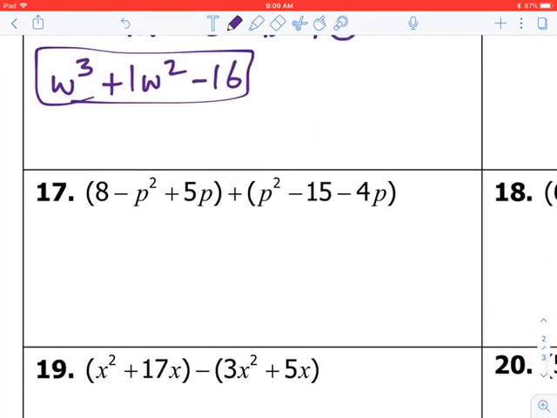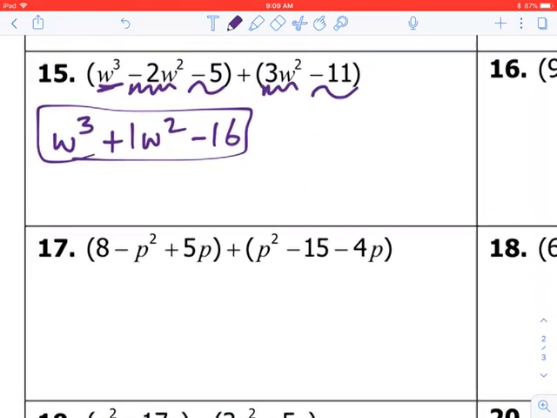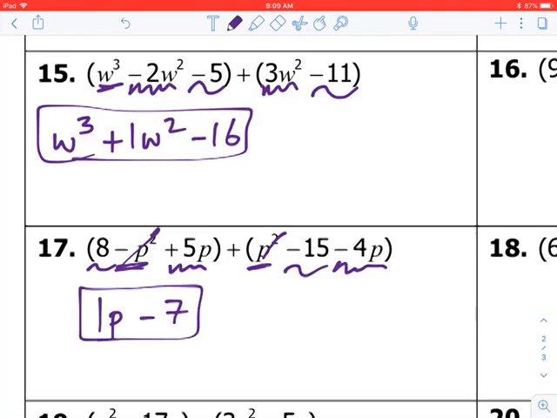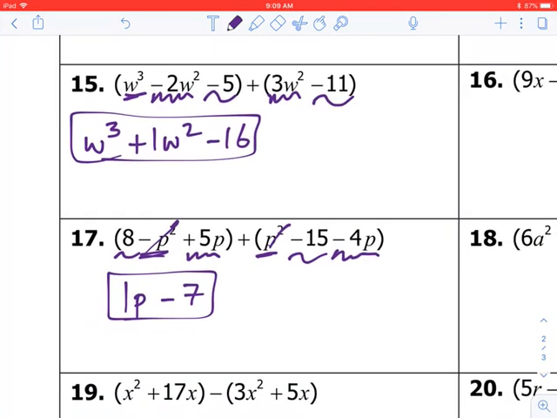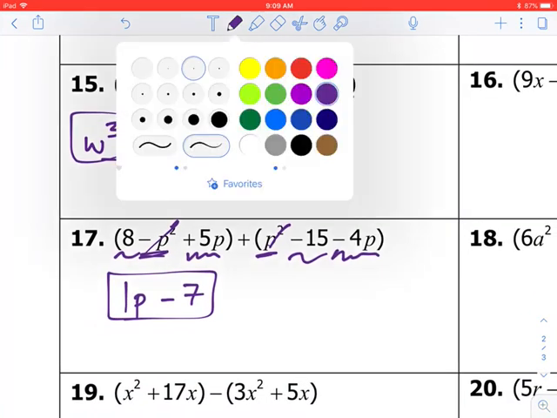Okay? And so finally, number 17, same deal. What's the highest exponent? P squared. Negative p squared plus p squared, that cancels out. And then the next highest is p. So 5p minus 4p is 1p. And then I've got 8 minus 15 is negative 7. There we go.